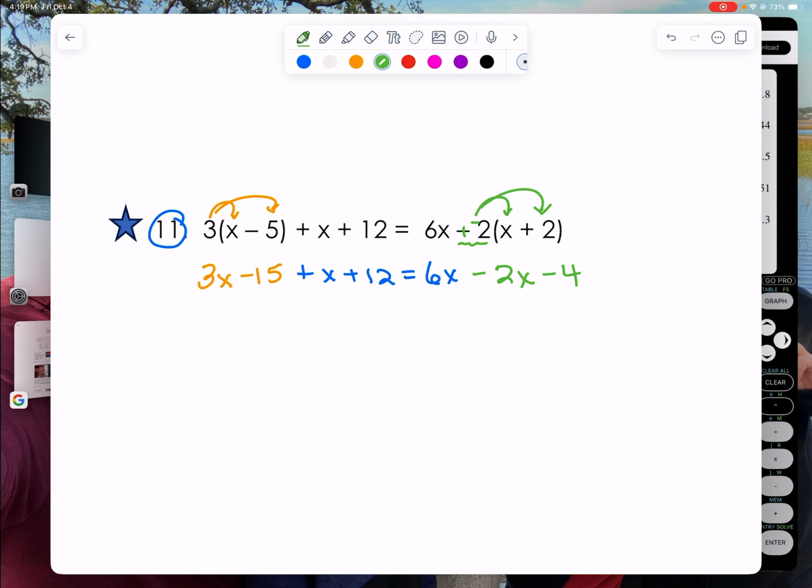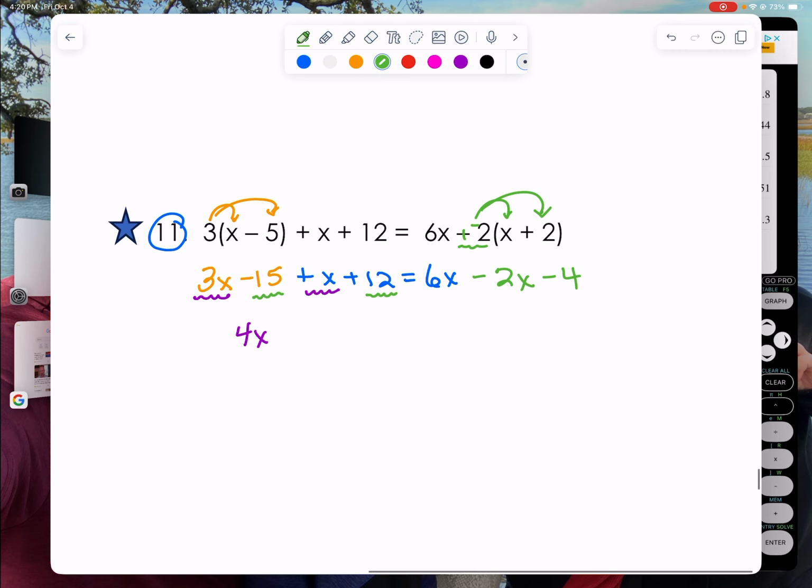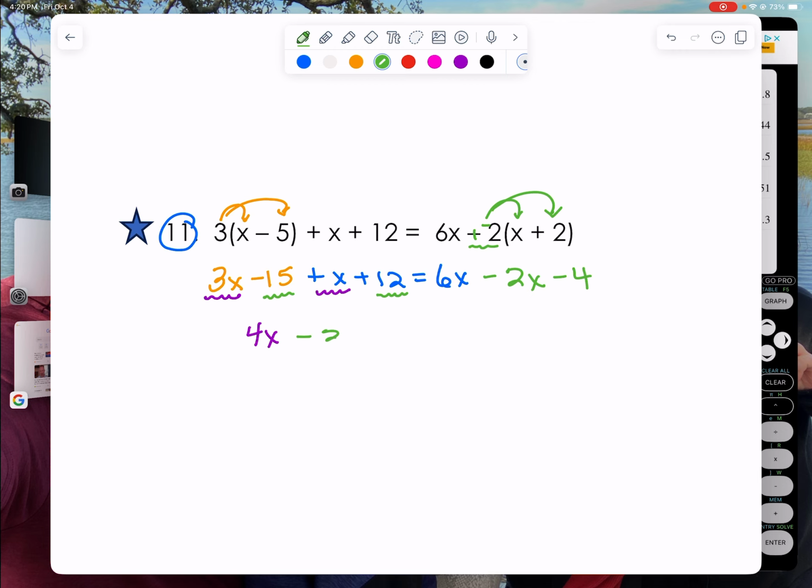So now we do have a lot to simplify. Okay, so I'm going to go back to the left-hand side, and I have a 3x and a regular x. So I'm going to add those together, 3x plus 1x. That's going to give me 4x on the left-hand side. I'm also going to combine the regular numbers, which is minus 15 plus 12. So I'm going to subtract that, right? Minus 15 plus 12 will give me a minus 3.